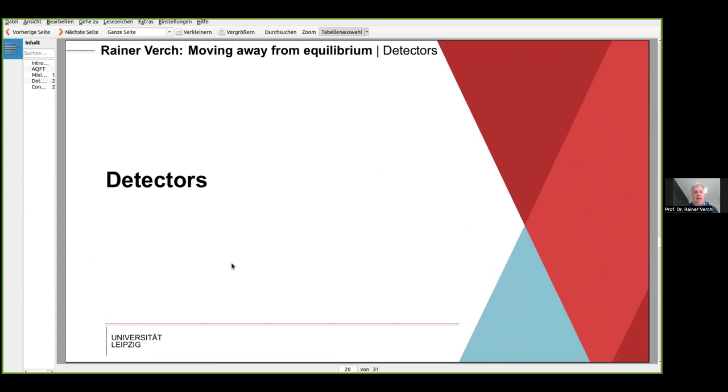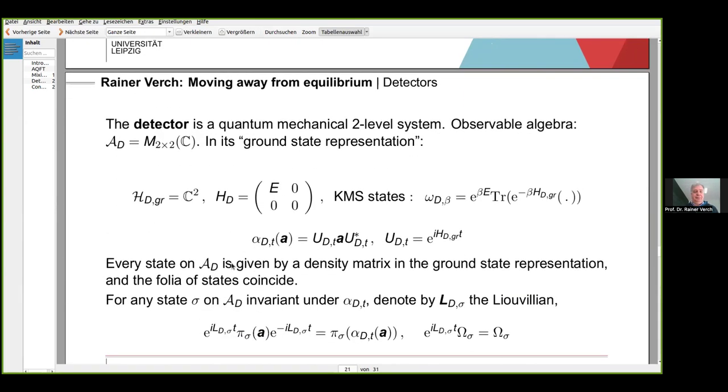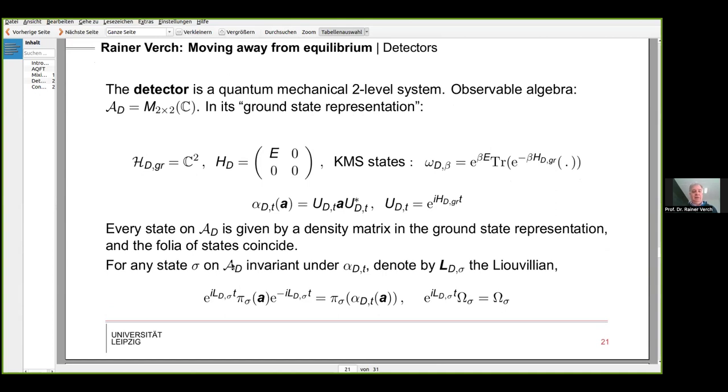Now, I had mentioned that one of the motivations for our investigation revolves around Unruh detectors. So I will now have to say what detectors are and how they relate to these results that I have mentioned so far. So what is a detector? The simplest form of a detector is a quantum mechanical two-level system. Then the observable algebra consists of the 2x2 complex matrices.